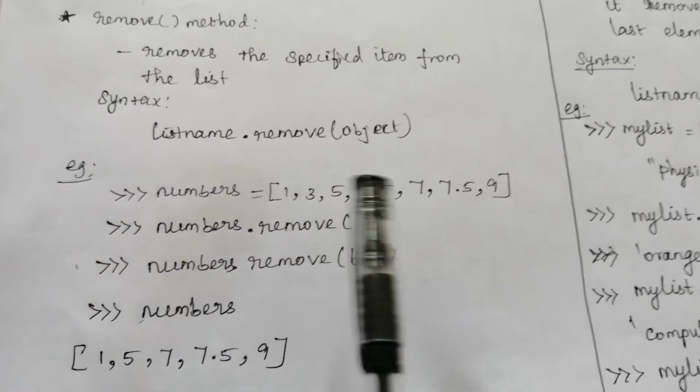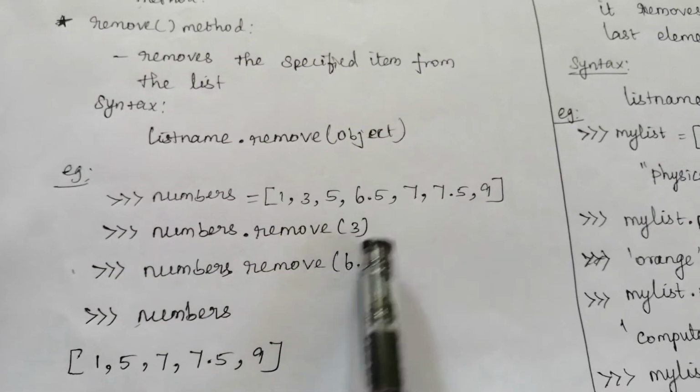So next I am going to remove the element 3. So remove of, I have to specify the value here, 3.